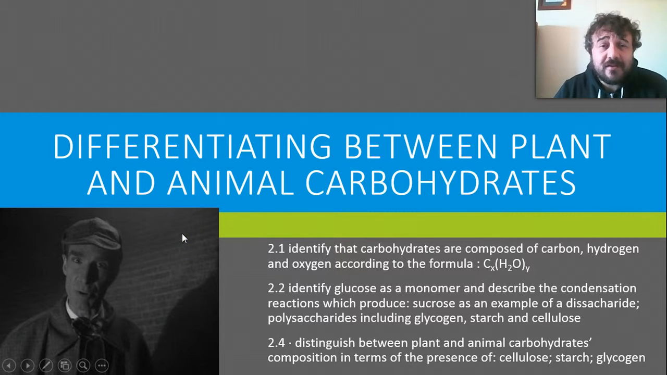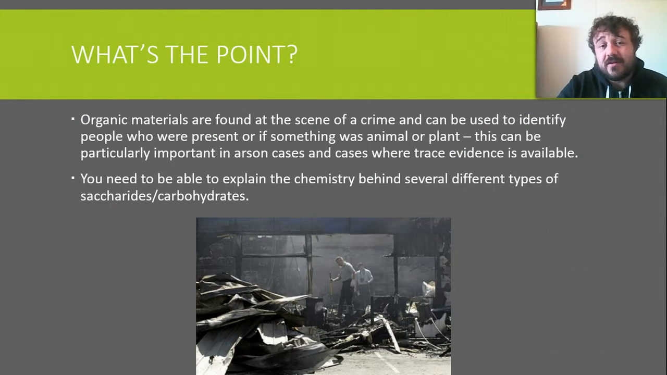All right, nerds. Today we're going to look at what a carbohydrate is essentially, and how we differentiate between plant and animal carbohydrates. Organic materials are found at the scenes of crime, so we need to be able to differentiate between both animal and plant, as well as specific animals and specific plants, so we can determine what was found at the scene of the crime or if something was there and so forth.